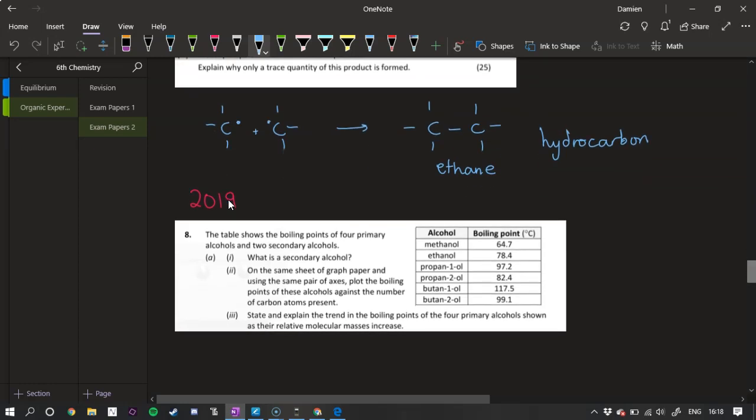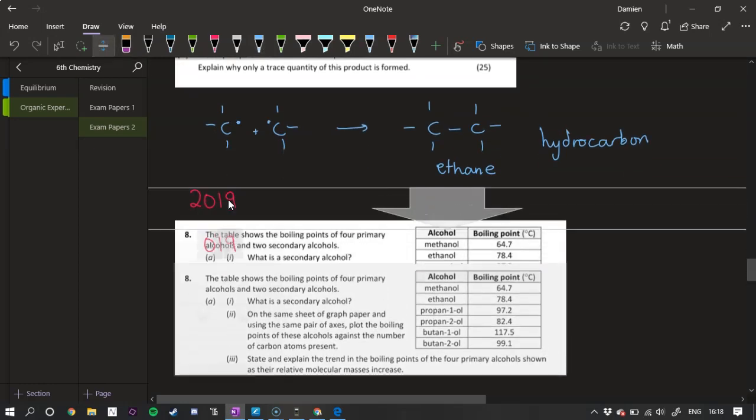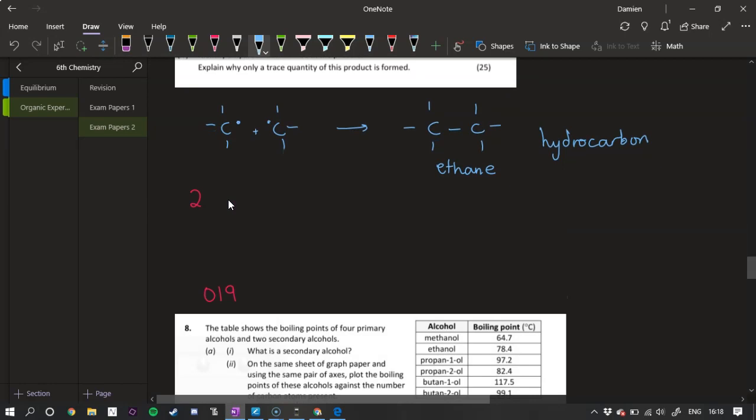And explain why only a trace quantity is found in this product. And one of the main reasons for that is, in a reaction, let's clean this up, your methyl free radical, your CH3, the methyl free radicals generally will react with chlorine molecules.